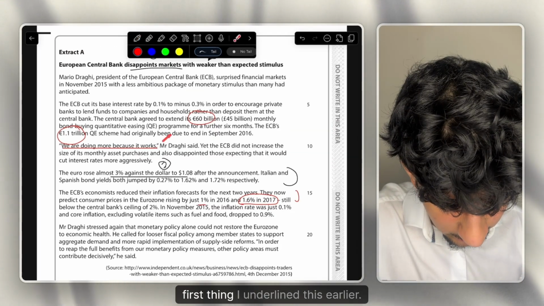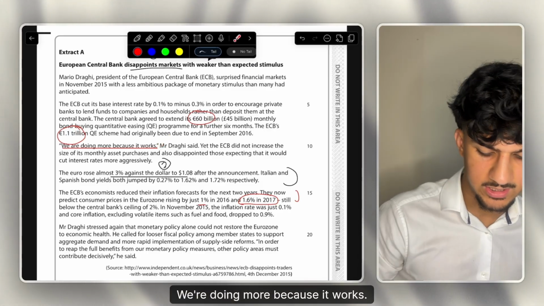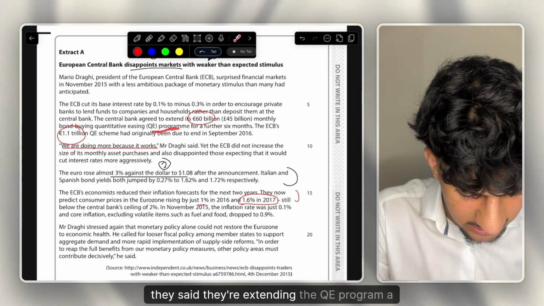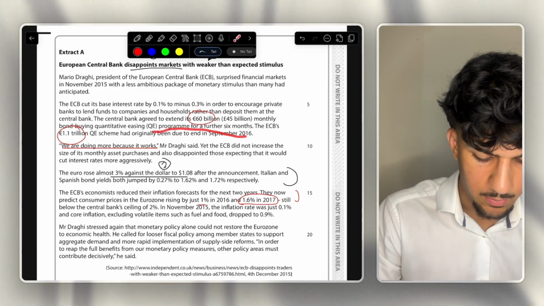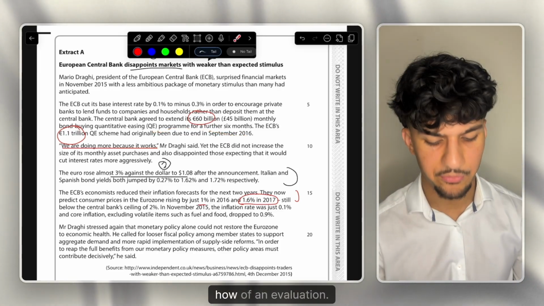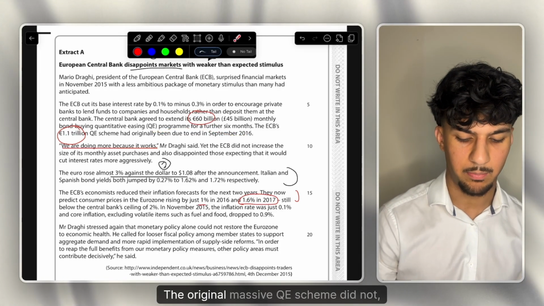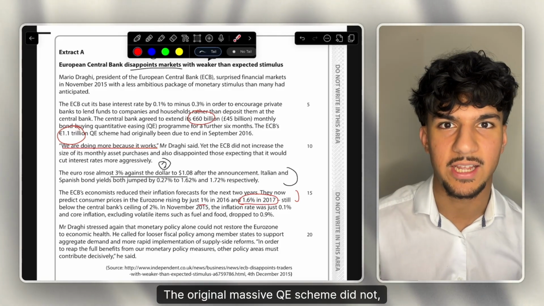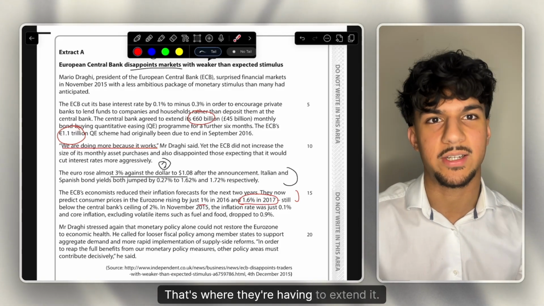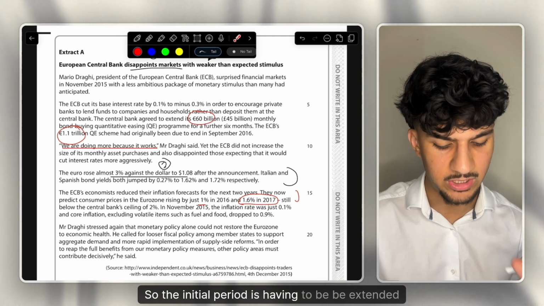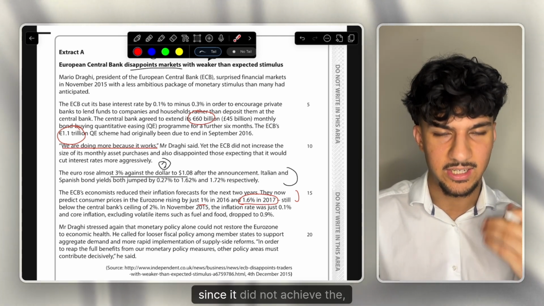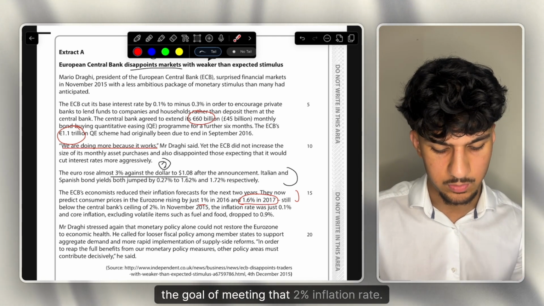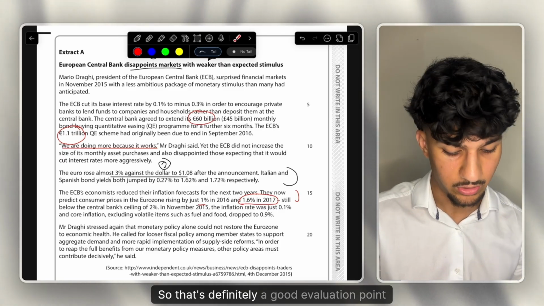But first thing, I underlined this earlier, we're doing more because it works. They said they're extending the QE program a further 6 months, but this shows, as an evaluation, that the original massive QE scheme didn't do the job, did it? That's why they're having to extend it. So the initial period is having to be extended, since it did not achieve the goal of meeting that 2% inflation rate. So that's definitely a good evaluation point there.